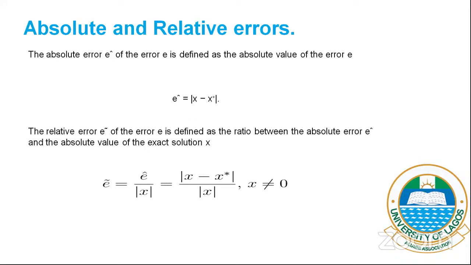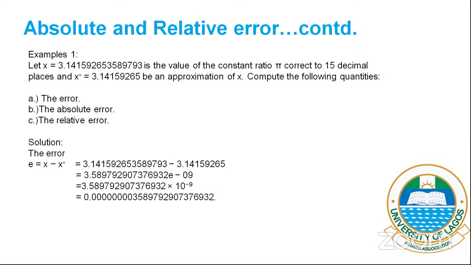Next slide, please. So in this example, we are taking X, which is equal to 3.1, which is like pi that we know in our secondary school, which is like 22/7. It is correct to 15 decimal places, and the estimated value is also given. So we are trying to calculate the error, the absolute error, and the relative error. From our formula, E is equal to the actual value minus the estimated value. So that's what we are doing here to have a result below it. Next slide, please.